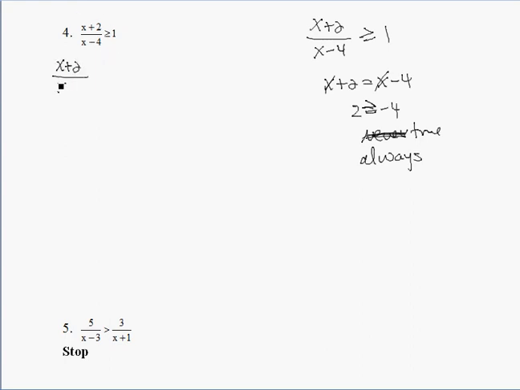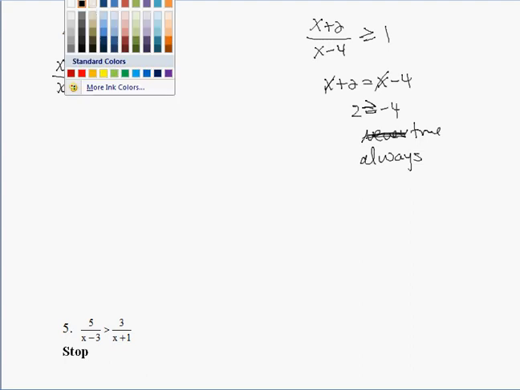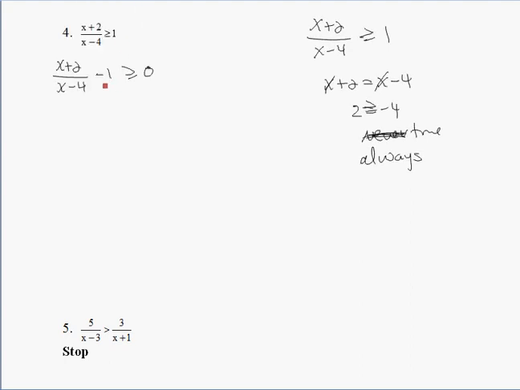So let's move over the 1, so that's minus 1 is greater than or equal to 0. And now we need to get a common denominator. This already has a denominator, so this just needs x minus 4 over x minus 4. So my numerator becomes x plus 2 minus x minus 4. Notice I put this in parentheses, all over x minus 4, greater than or equal to 0.